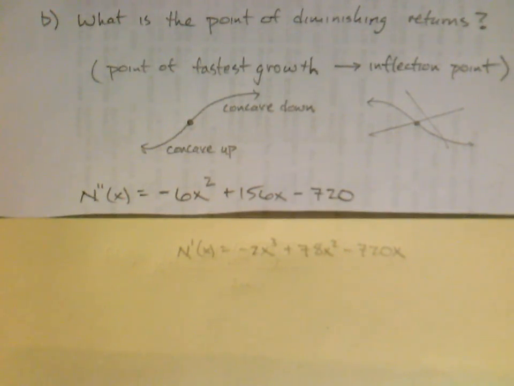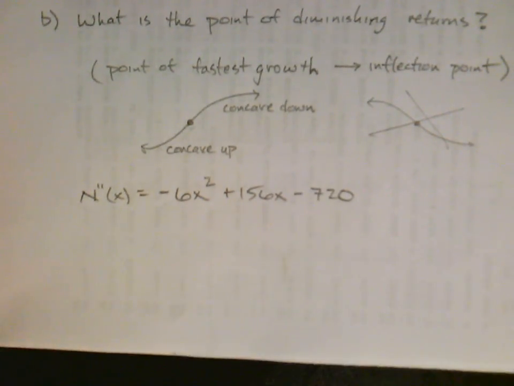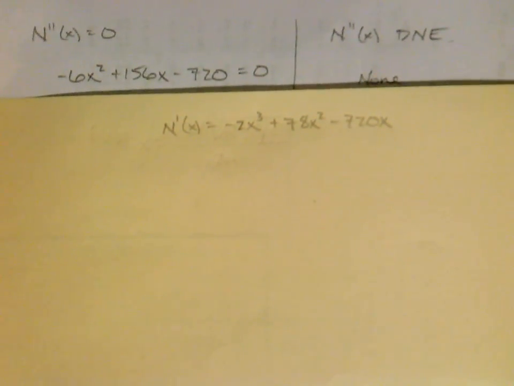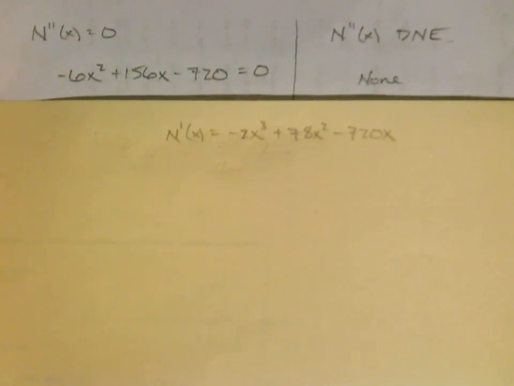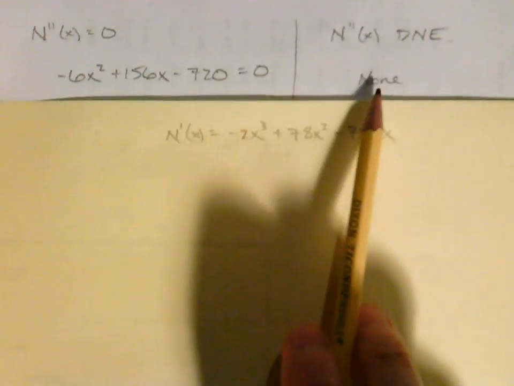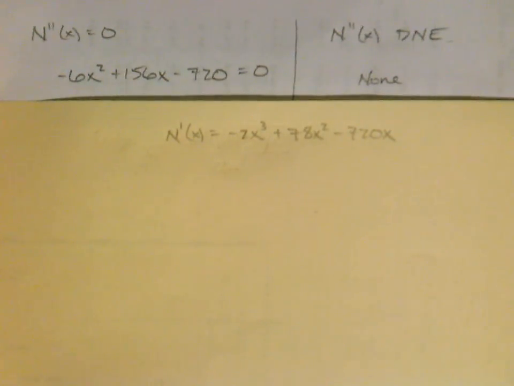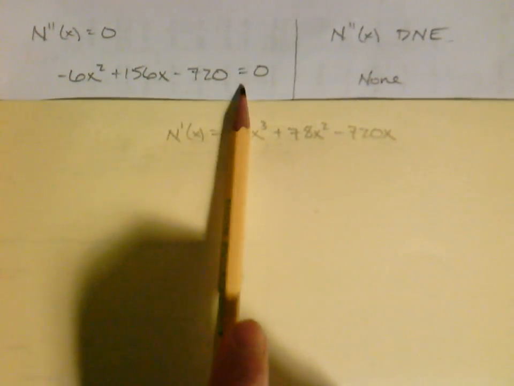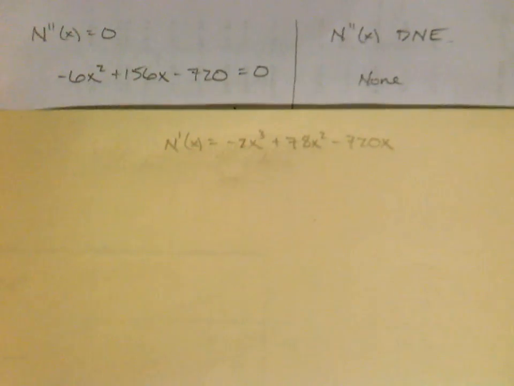And by this point, man, we've gone through this procedure quite a number of times. So what are we going to do? We're going to set that second derivative equal to 0. And you can tell we're also going to consider when the second derivative does not exist, and well, none, because we never divide by x. So let's just get that out of the way. When is that second derivative equal to 0? Well, again, factoring might do it for us.